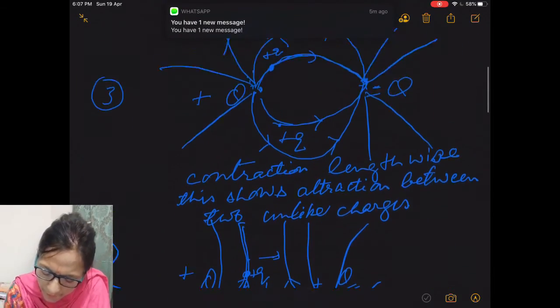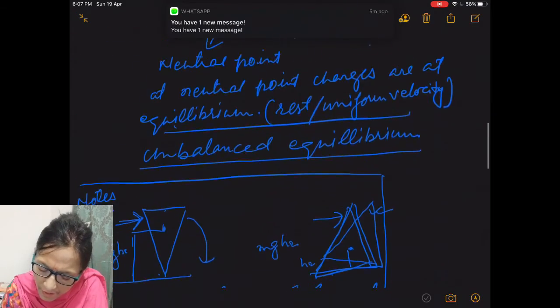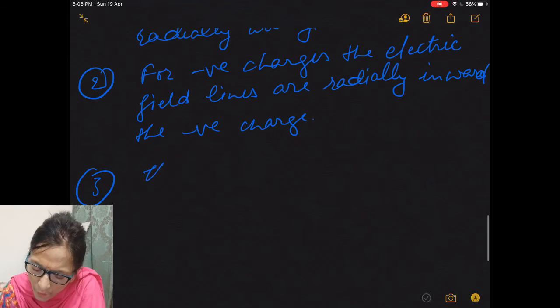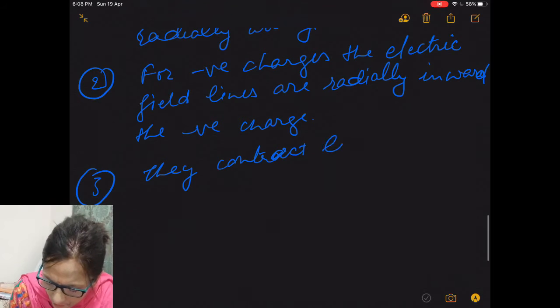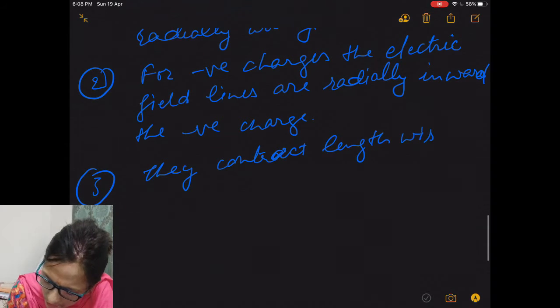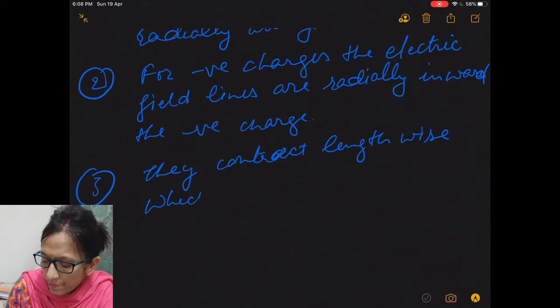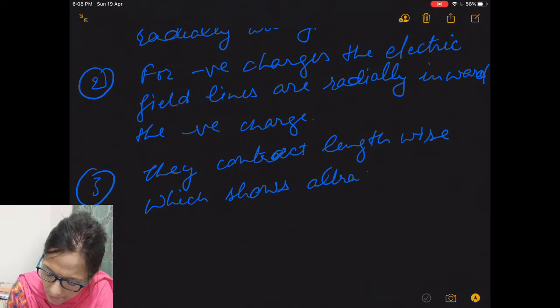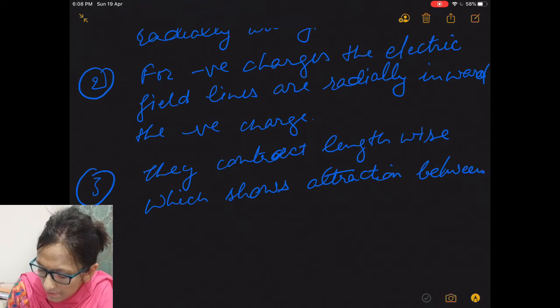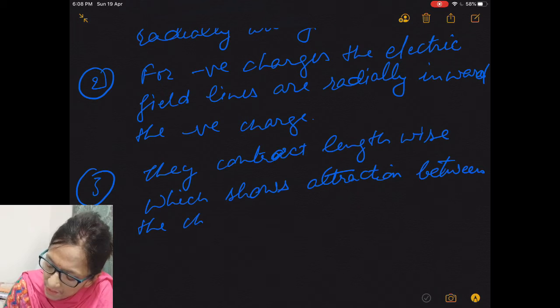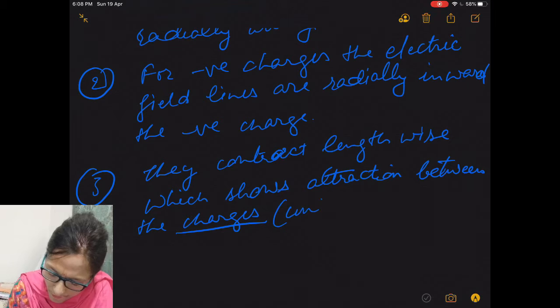Now third property. I have already written. Third property is that they contract lengthwise, which shows attraction between the unlike charges.